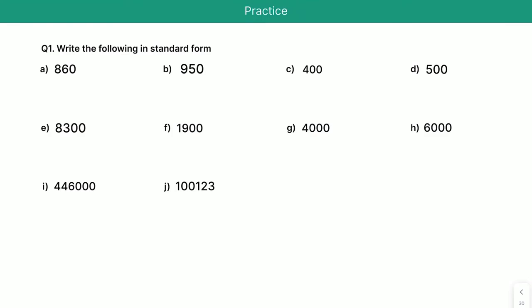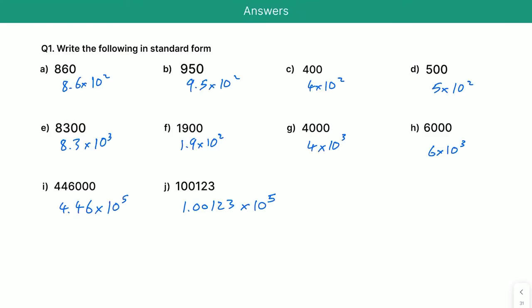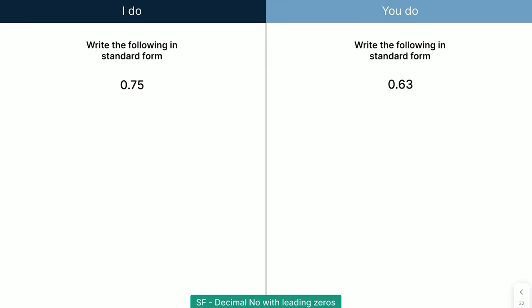So here's some practice questions. Press pause and have a go. Here are the answers.